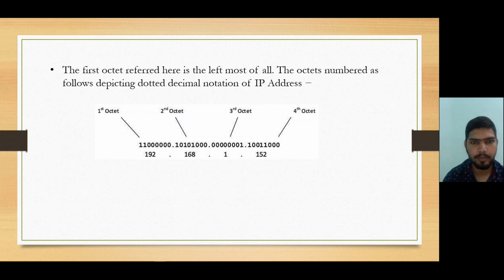Here is an example of an IPv4 address. Simply, there are 4 octets, each with an 8-bit representation in binary notation. The first octet referred to here is the leftmost of all. The octets are numbered as follows, displaying the dotted decimal notation of an IP address: 192.168.1.152. First octet, second octet, third octet, and fourth octet.